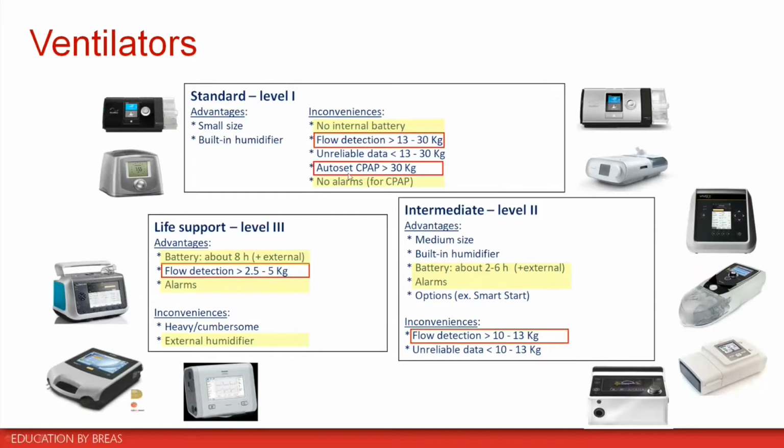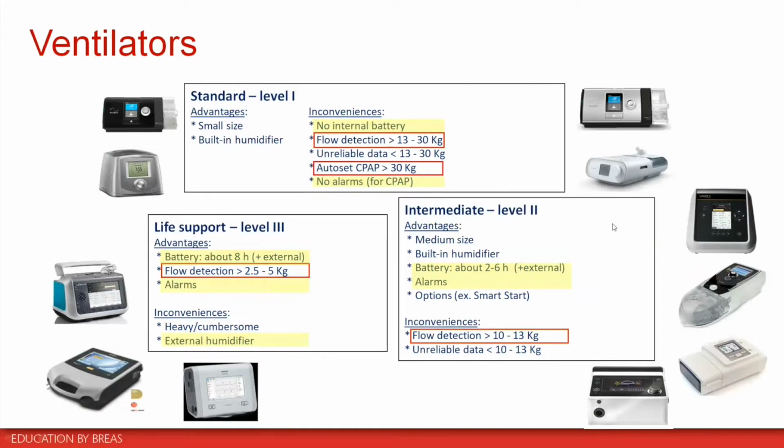Another problem is that if you are using CPAP level 1 ventilators, you won't be able to do auto-set CPAP if you are not weighing above about 30 kilograms, once again because of a problem of flow detection. And another big issue to be aware of if you use this ventilator in small children is that you won't have any alarms for CPAP ventilators. You would have only a few for NIV ventilators.